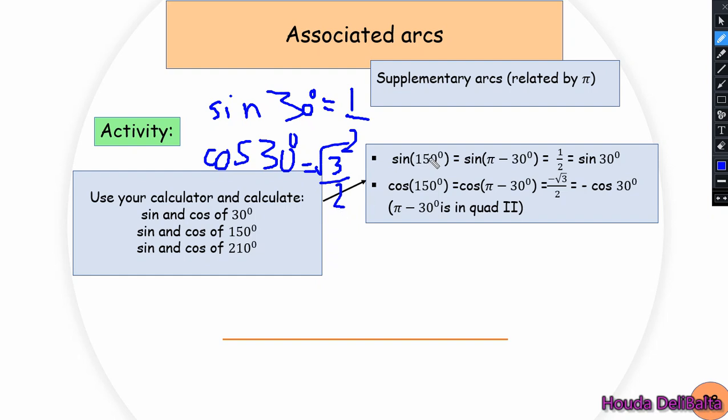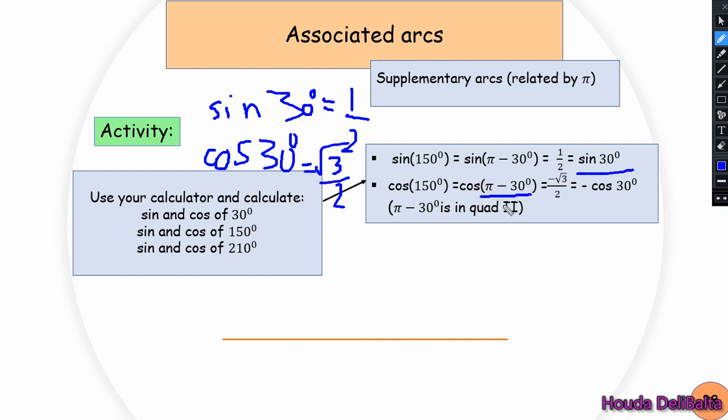So sine 150, which is from the family of 30, is a supplement of 30, so it is sine of pi minus 30, which is 180 minus 30 as well. The calculator gives half, which is exactly equal to sine 30, while cosine of 150 is minus radical 3 over 2. The calculator gives the answer of minus radical 3 over 2. And 150 is indeed pi minus 30.